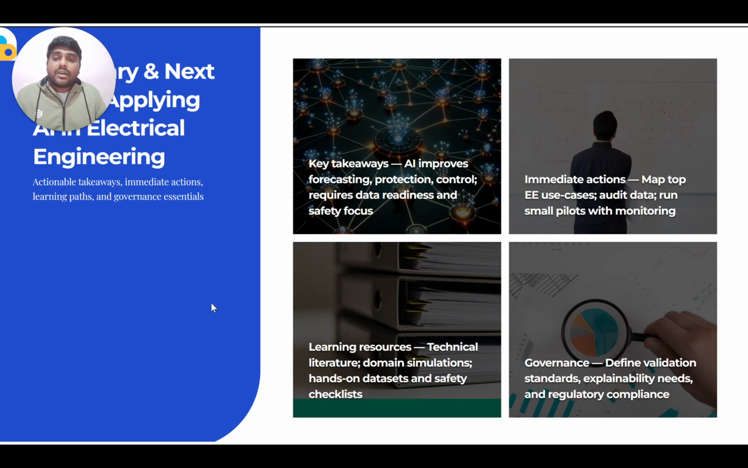Finally, the essential pillar of governance for any large scale deployment: you must define validation standards specific to your engineering constraints, address explainability needs, we need to know why the model made a decision, and always ensure rigorous regulatory compliance. AI is a powerful tool, but it requires discipline, domain knowledge, and a robust, safety conscious workflow.